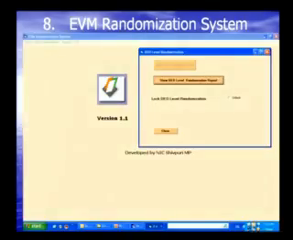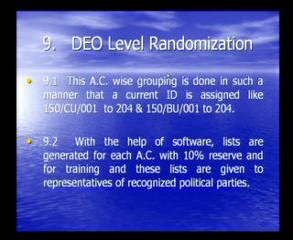And when we start this process, the representatives of all recognized political parties generally remain present, and we start the randomization process. This is again part of the software which we used. Now this is dual level randomization. This basically means the entire number of machines which were made available to us, we kept in a strong room.